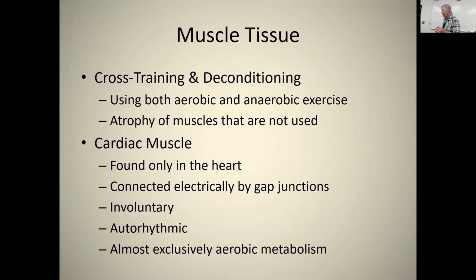Okay, cross-training and conditioning. So cross-training is using both aerobic and anaerobic exercise. So you're jogging and you're staying aerobic, and then you start running really fast for a short period of time. It's called a fartlek. And then you stop, and then you go back to running more slowly. So that's called cross-training. And deconditioning is, again, atrophy of muscles that are not used. Okay, that's it for skeletal muscle.